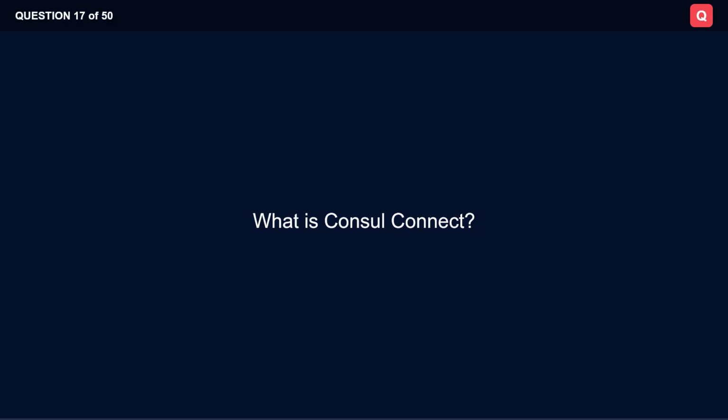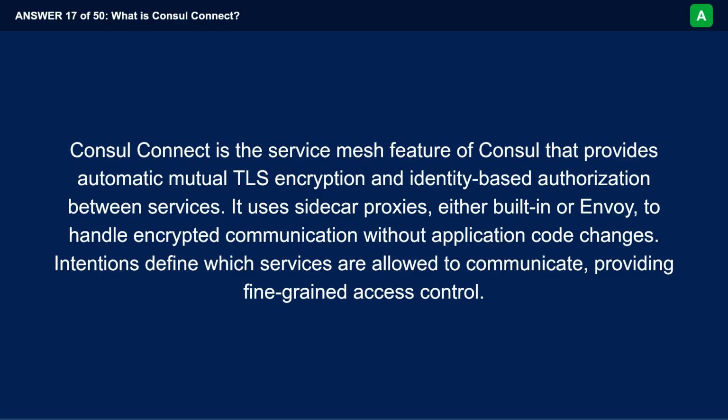What is Consul Connect? Consul Connect is the service mesh feature of Consul that provides automatic mutual TLS encryption and identity-based authorization between services. It uses sidecar proxies, either built-in or Envoy, to handle encrypted communication without application code changes. Intentions define which services are allowed to communicate, providing fine-grained access control.